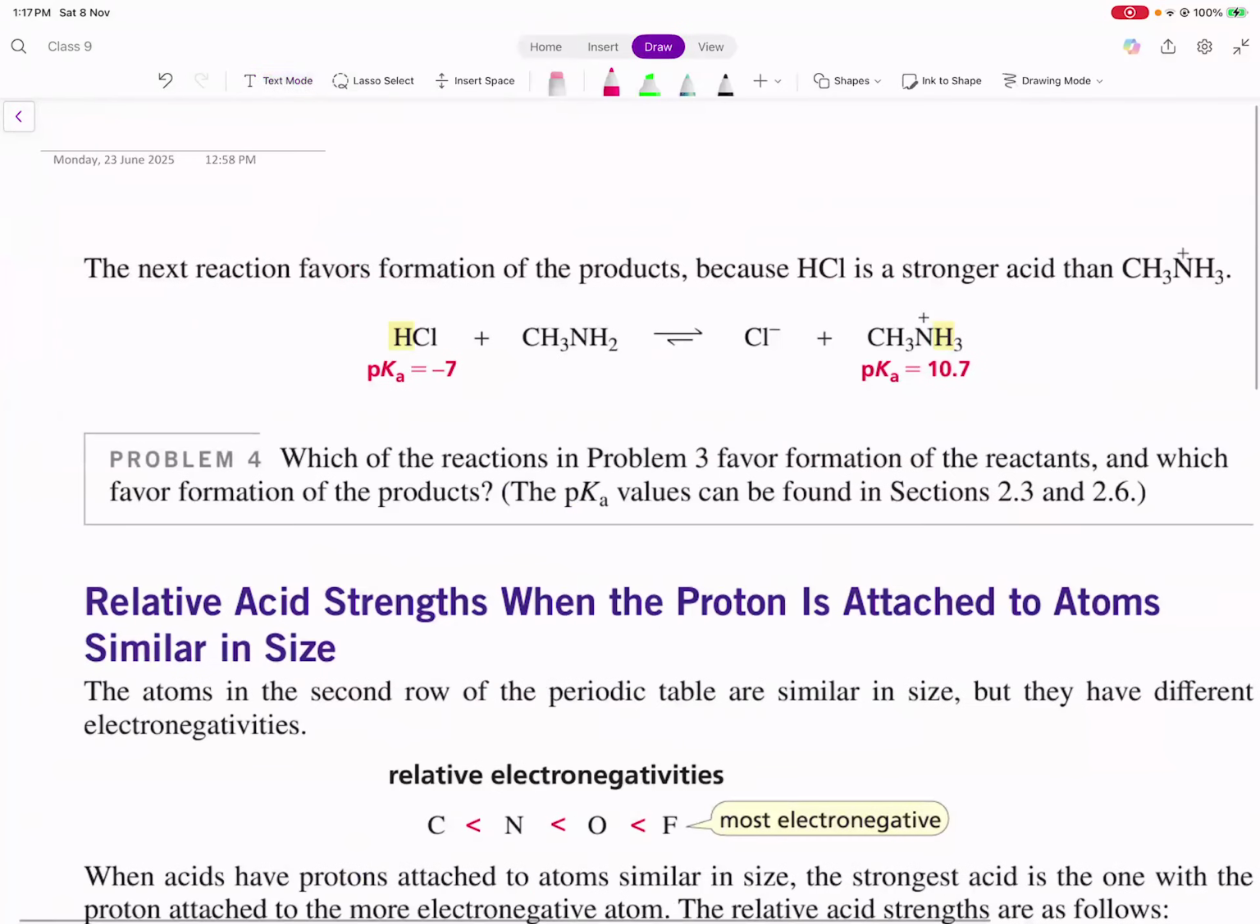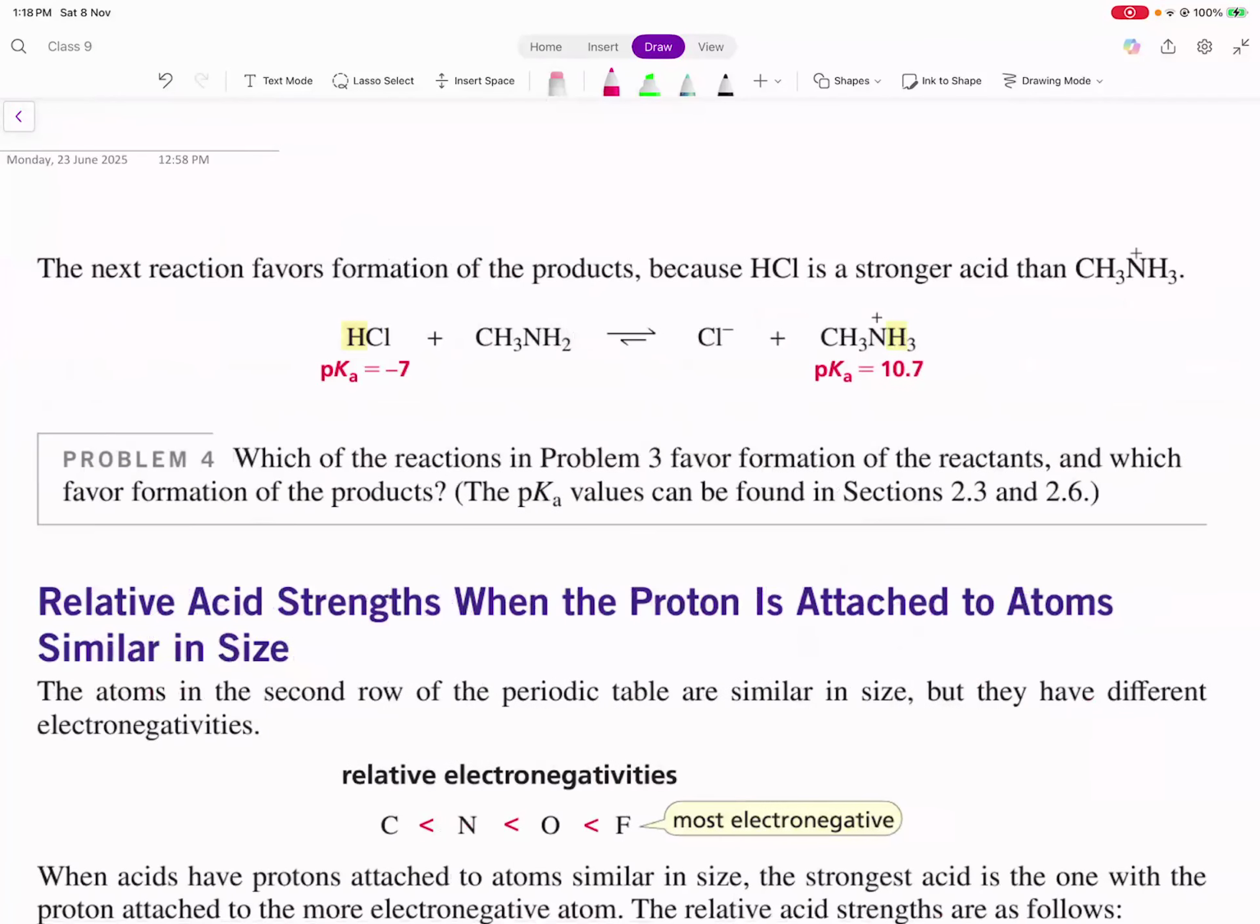So this is the next question. Problem 4. Which of the reactions in problem 3 favor formation of the reactant and which favor formation of the products? Okay. So we know that it goes from strong acid to weak acid, right?